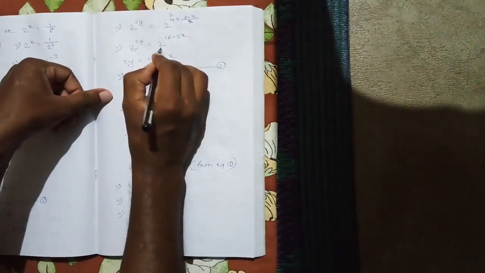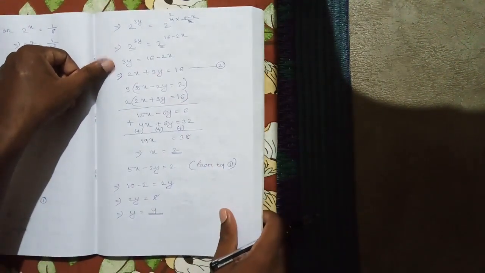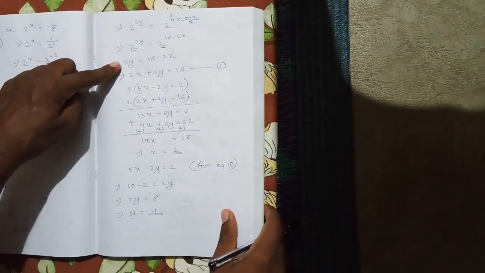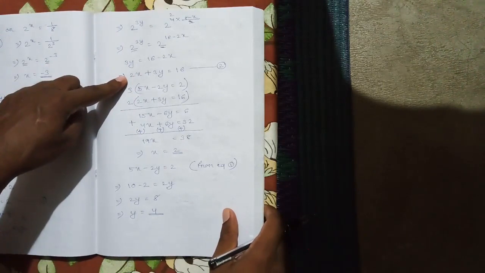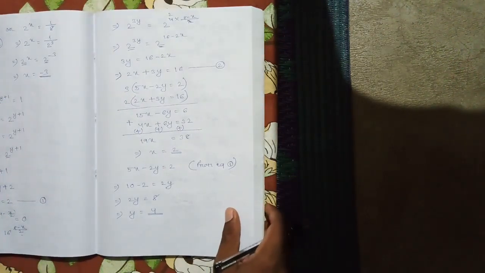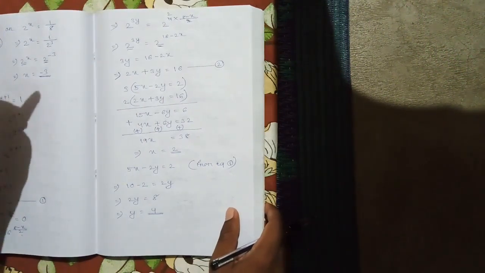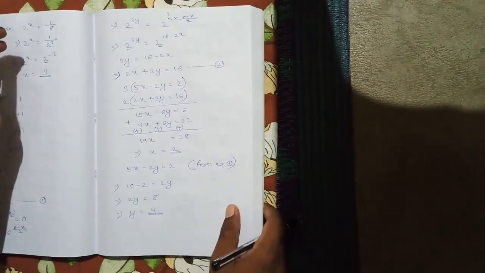Now bases are same, left side, right side. So now we can equate the powers. So 3y is equal to 16 minus 2x, or 2x plus 3y is equal to 16, which is equation 2. So now you can see we have got two equations: 5x minus 2y is equal to 2, and 2x plus 3y is equal to 16. We have simultaneous linear equations in two variables.